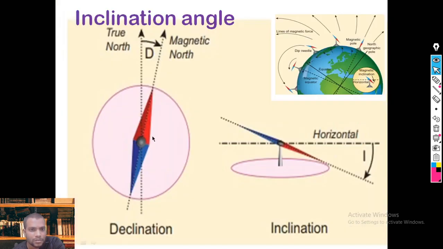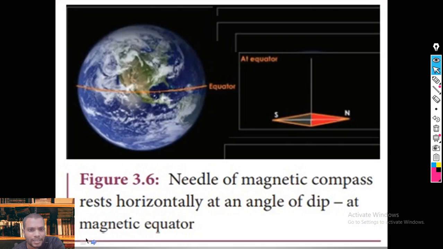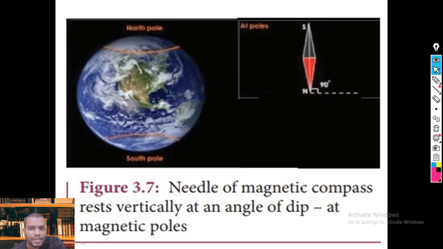If you can see it here, these are the vertical angles. With the help of these angles of declination and inclination, we measure the magnetic field at a given location. So what happens if you take a dip circle to the magnetic equator? At the magnetic equator, the dip circle just floats horizontally. The needle of the magnetic compass rests horizontally, at an angle of dip of zero at the magnetic equator. When you take the same compass needle to the poles, it rests vertically at an angle of 90 degrees. This happens at the south pole and the north pole.